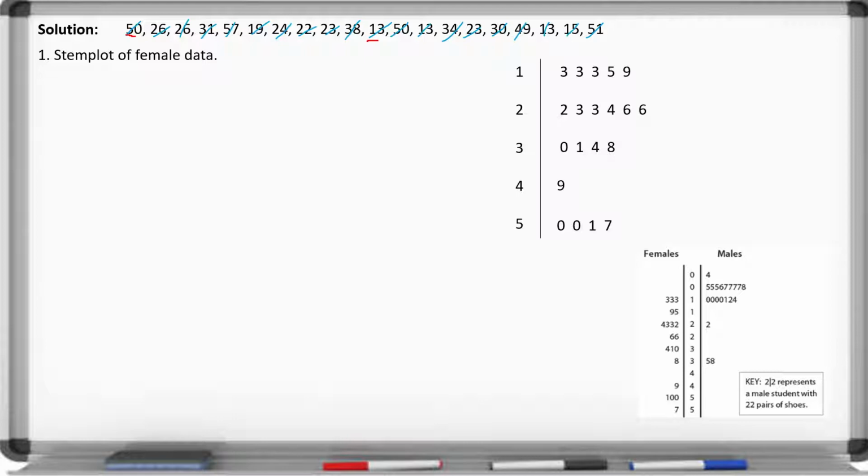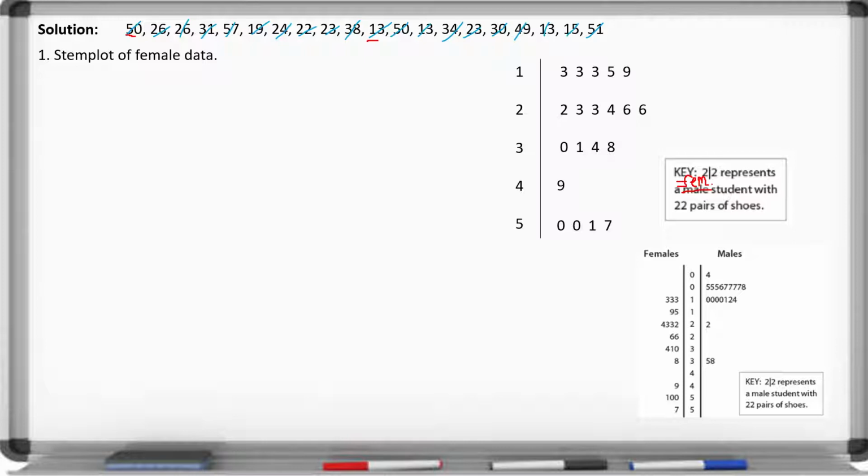Now let's start with our key. Let's not forget our key. So 2 with a vertical line with a 2 after it represents a male student with 22 pairs of shoes. This actually should say female student since we're doing this for females. So we'll change that to female with 22 pairs of shoes.